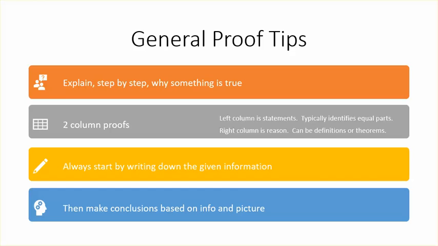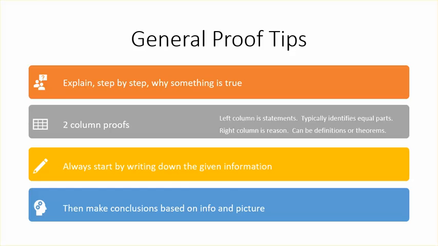In geometry, we typically write these in two-column proofs. So in the left, we'll write down the statements or what we know is true. Often, this is identifying equal parts. And then the right column is the reason. That can be definitions or theorems. It can be written in terms from the book or in your own words.